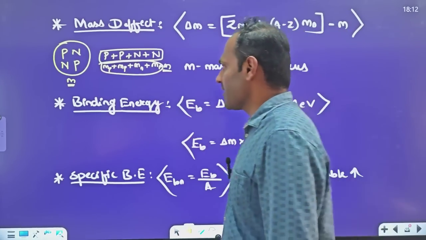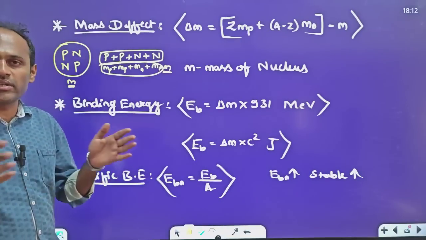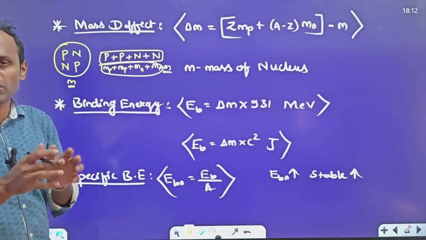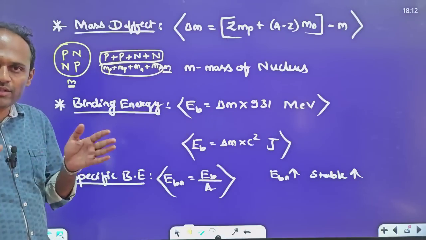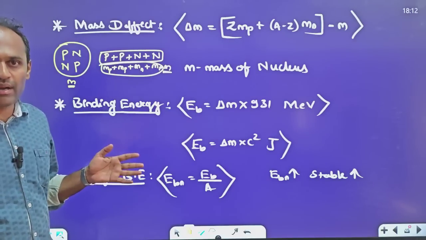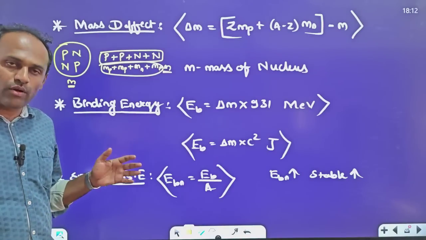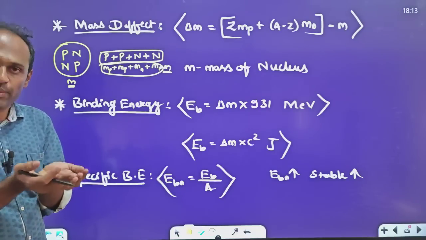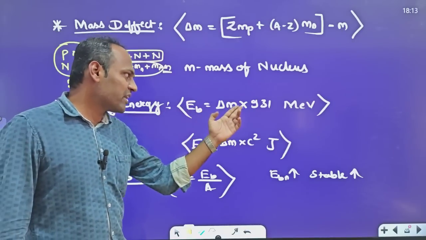What is binding energy? We know very well, binding energy is the energy required to break a nucleus into its constituent particles, or the energy required to combine the constituent particles into a spherical nucleus. The energy needed to break a spherical nucleus into its constituent particles is called binding energy, and the energy needed to combine separated nucleons into a spherical nucleus is also called binding energy. And its formula is mass defect into 931.